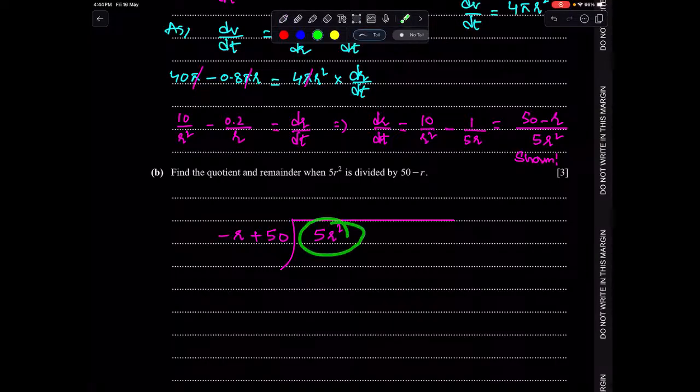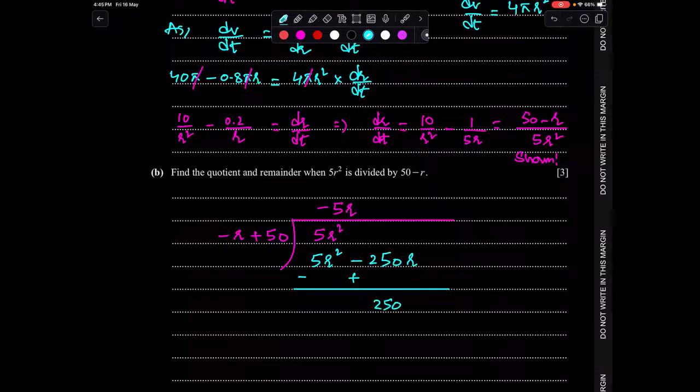Now divide this by the first term, minus r. So 5r square divided by minus r will become minus 5r. Now multiply minus 5r with this. So we will get 5r square minus 250r. Now opposite the signs. Cancel 5r square with 5r square. So left over is 250r.